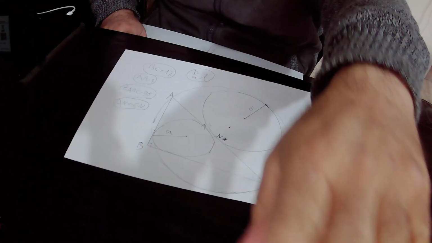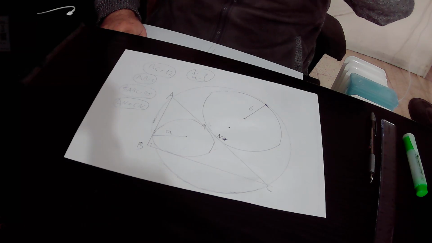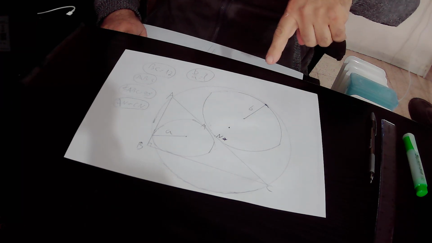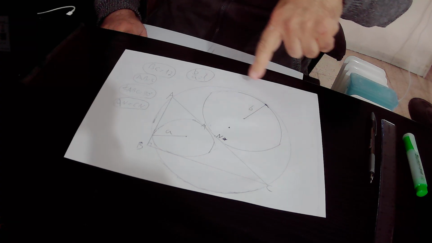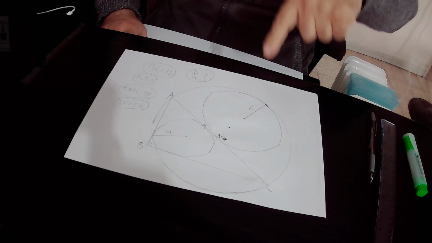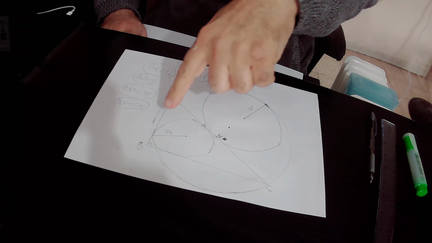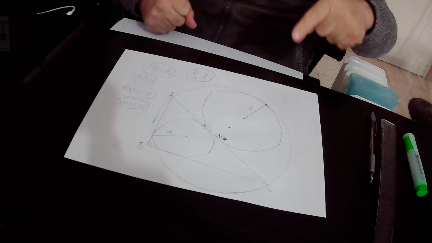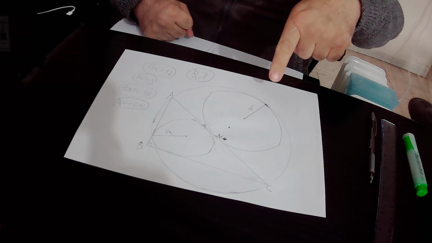Now, in this lecture, we'll find out the ratio of two radii. In the drawing, we have a big circle. Inside this big circle, we have two small circles. The radius of this circle is B, the radius of this circle is A. Our mission is to find the ratio of B over A.